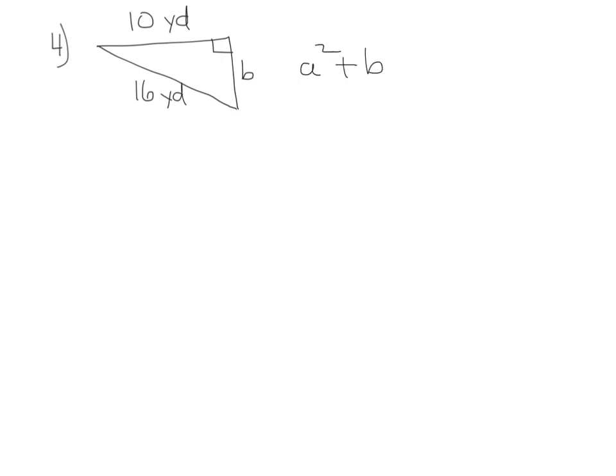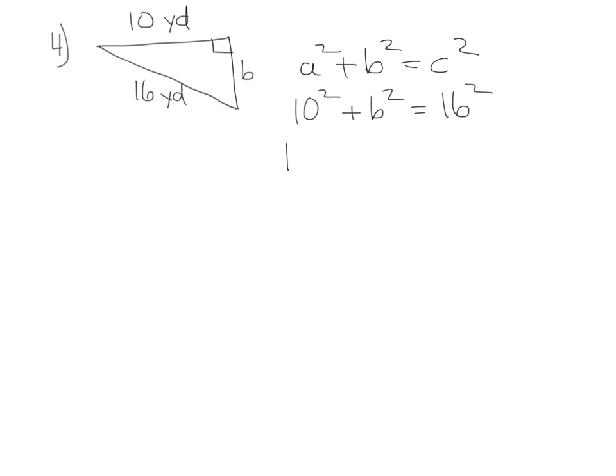A squared plus b squared equals c squared. Now remember, the a and the b have to be the legs. And legs together meet at the right angle. So this is a leg, and this is a leg. Here's the hypotenuse. It's across from the right angle. So 10 squared plus b squared equals 16 squared.